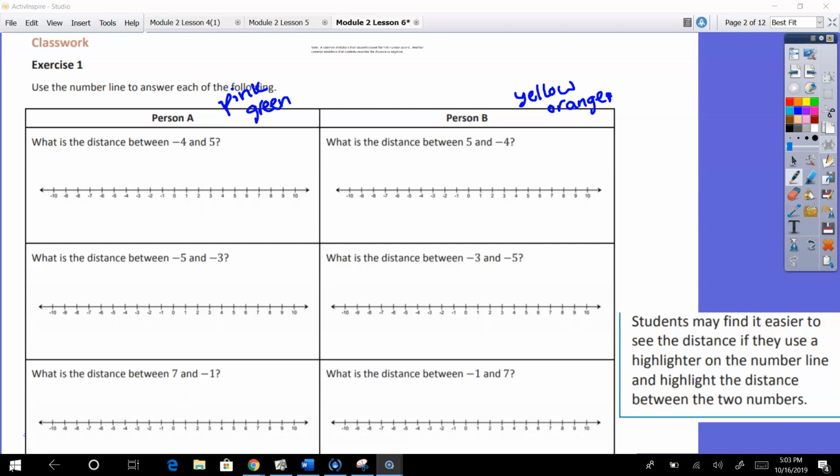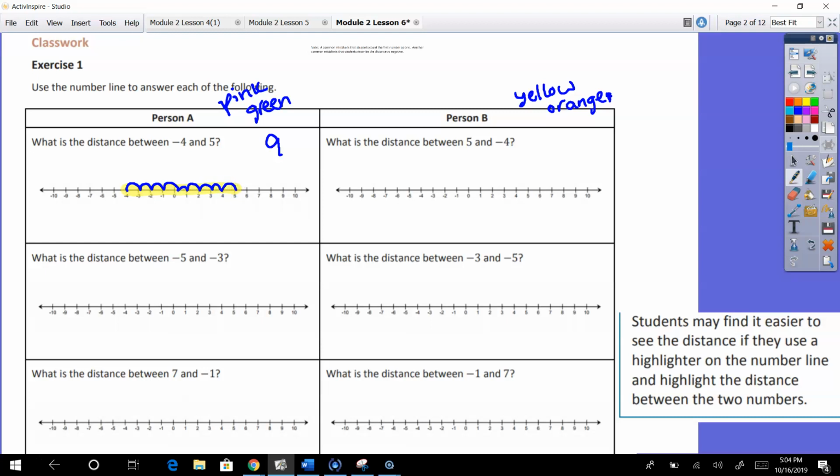Okay, so what was the distance between -4 and -5? And so what you should have gotten, that was the distance was 9. Okay, so the distance was 9. They said a highlighter might be easier, so we're starting at -4. And we're going to 5. Don't go past that. Okay, for me, I want to count them. 1, 2, 3, 4, 5, 6, 7, 8, 9.